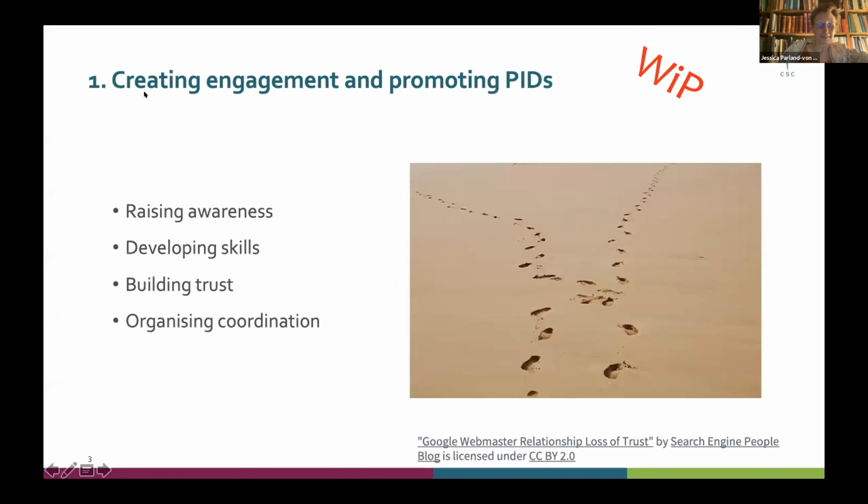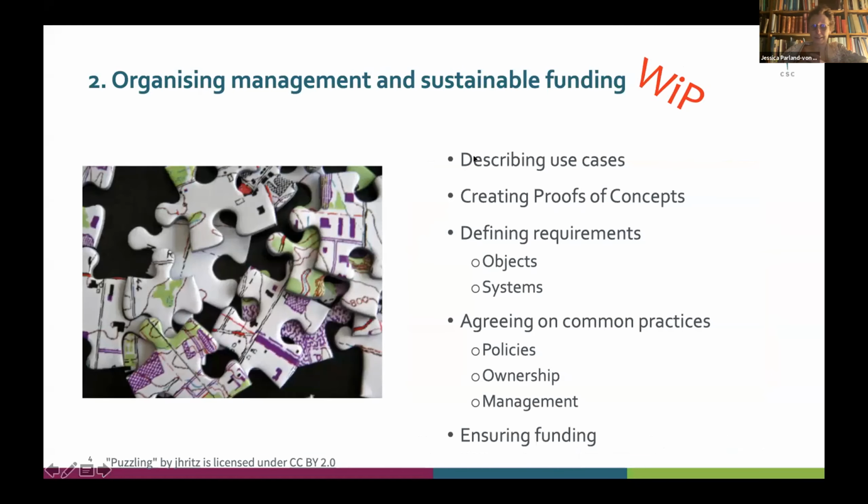So, and then we started going backwards, asking what needs to happen to achieve this state. And these were the steps which I have now reorganized. So the first was to create engagement and promotion, like raise awareness, developing skills, building trust, and organizing the coordination work. So that was the first thing that needs to happen. Then the second was organizing management and sustainable funding.